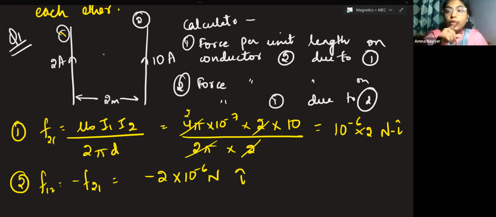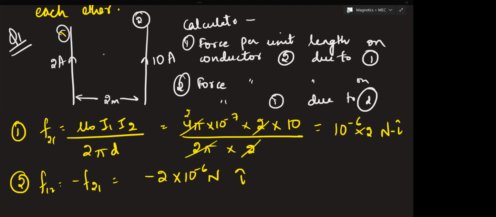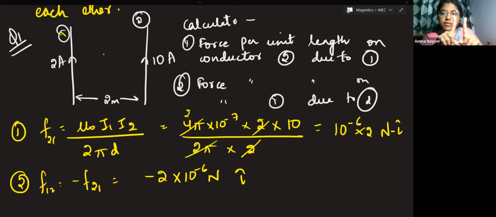The first part is asking you force per unit length on conductor second. So you just have to tell the motion of the second conductor, because obviously you are not calculating the net force right now. You will say both of them will attract each other. Second one is going where? Right or left? Left, no? That becomes minus I cap.